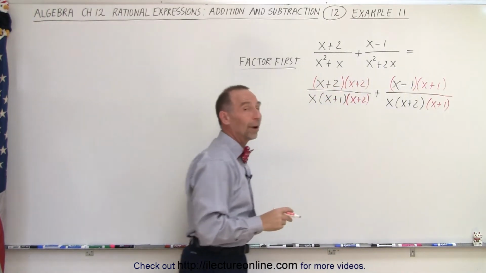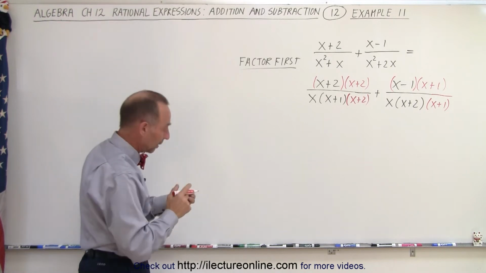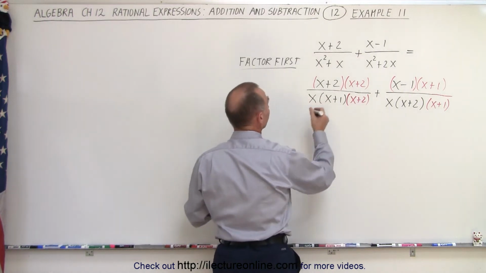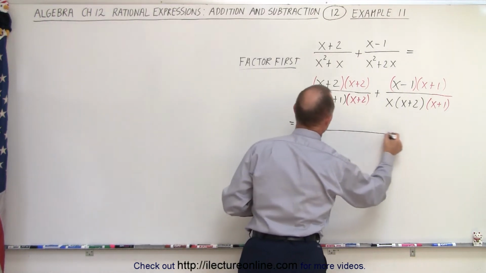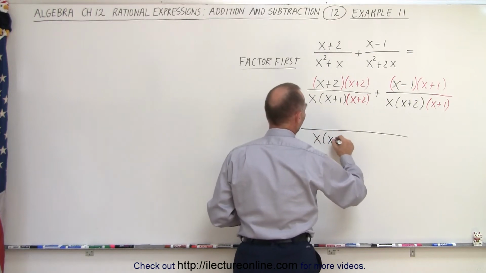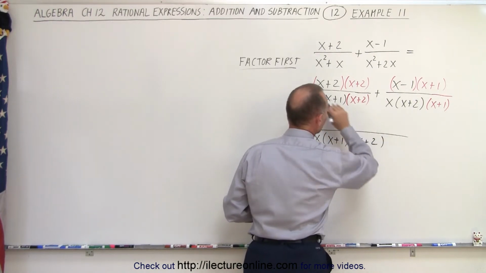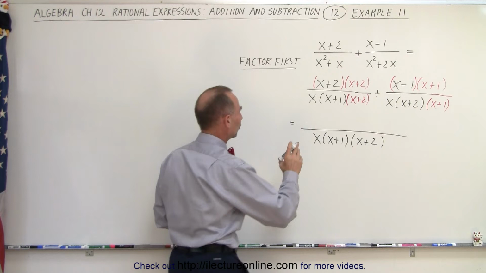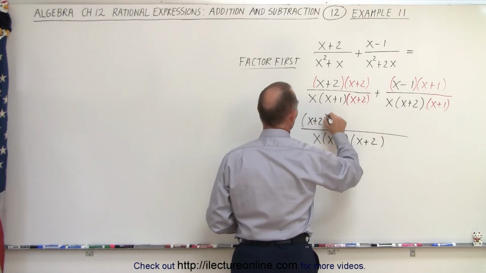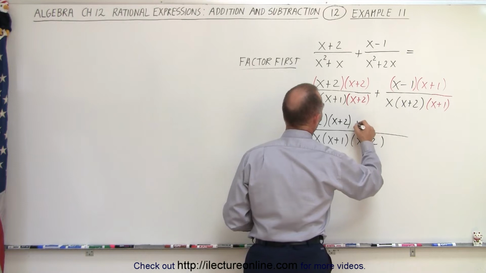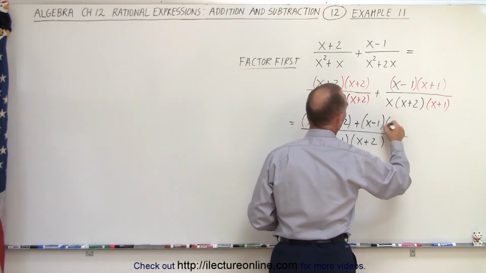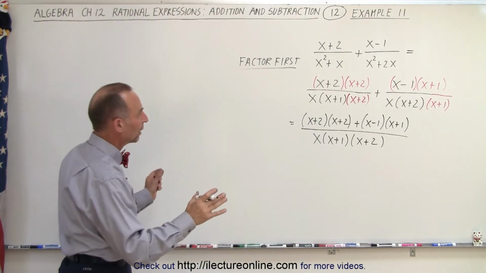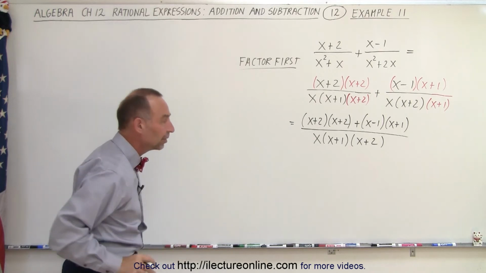Notice I put parentheses around the other binomial because we need to multiply them together like that. Now we're ready to write all that over the same common denominator. x times x plus 1, x plus 2. And in the numerator, what we're going to do is simply multiply, well, let's see here. Maybe I'll do it in 2 steps. Let's just write what we have. x plus 2 times x plus 2 plus x minus 1 times x plus 1. There. It's probably better to not skip steps. All we did was write the 2 numerators over the same common denominator.